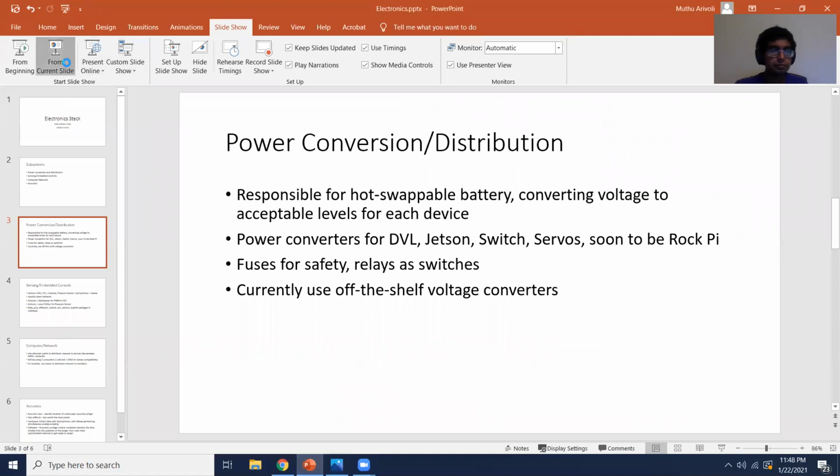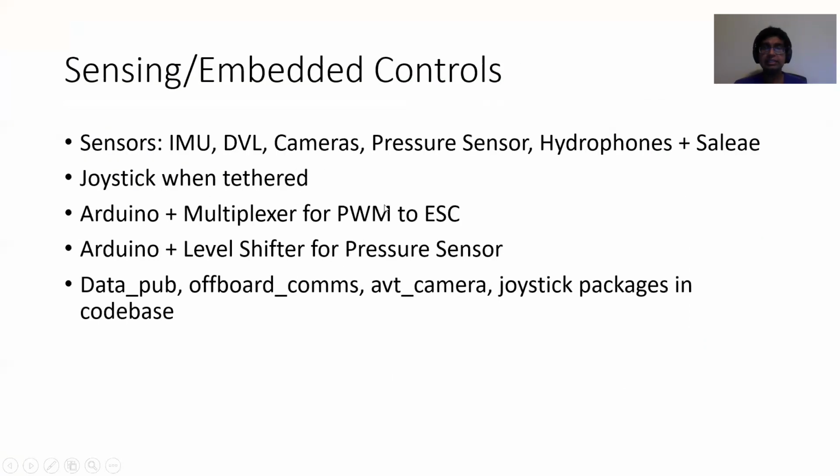All right. Next, we have sensing and embedded controls. This system is involved in, I guess, two main things. We can probably even split it between sensing and embedded. Sensing deals with trying to get data about the outside world into the computer so that the CS team can then take this data and process it and do whatever they want with it. We have a bunch of sensors on board, including an IMU, DVL, cameras, pressure sensor, and hydrophones. We also have a joystick that we can attach when we are tethered to our local computers. I'll go over a brief overview of each sensor.